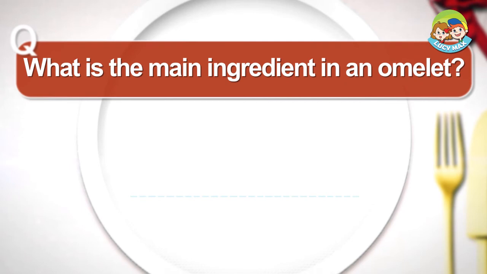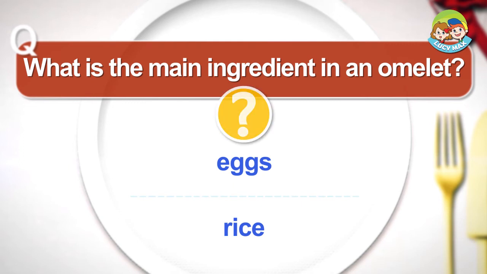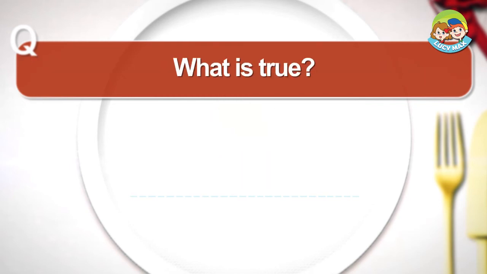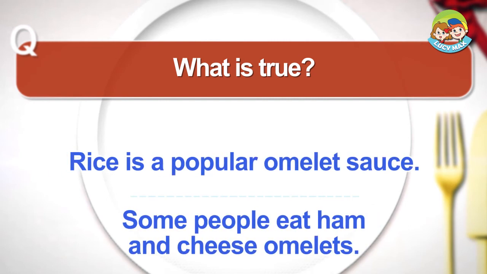What is the main ingredient in an omelette? Eggs. Rice. What is true? Rice is a popular omelette sauce. Some people eat ham and cheese omelettes.